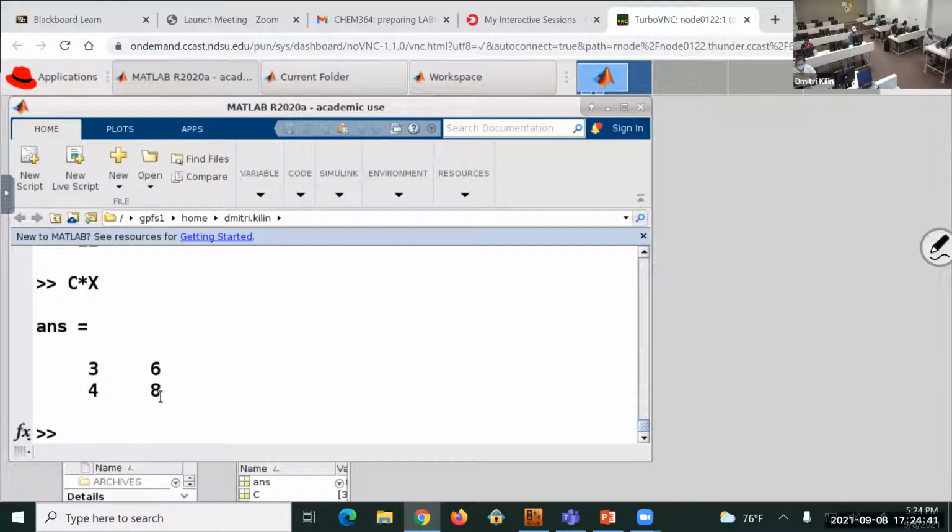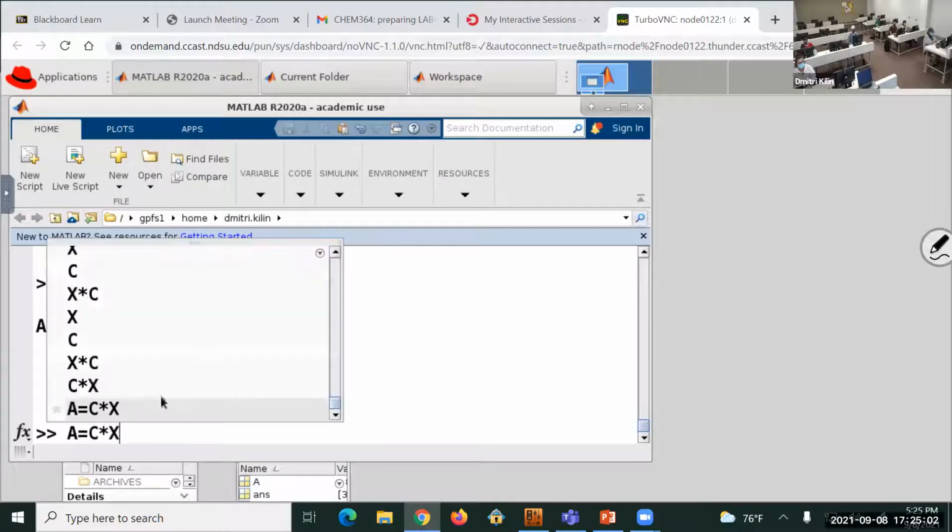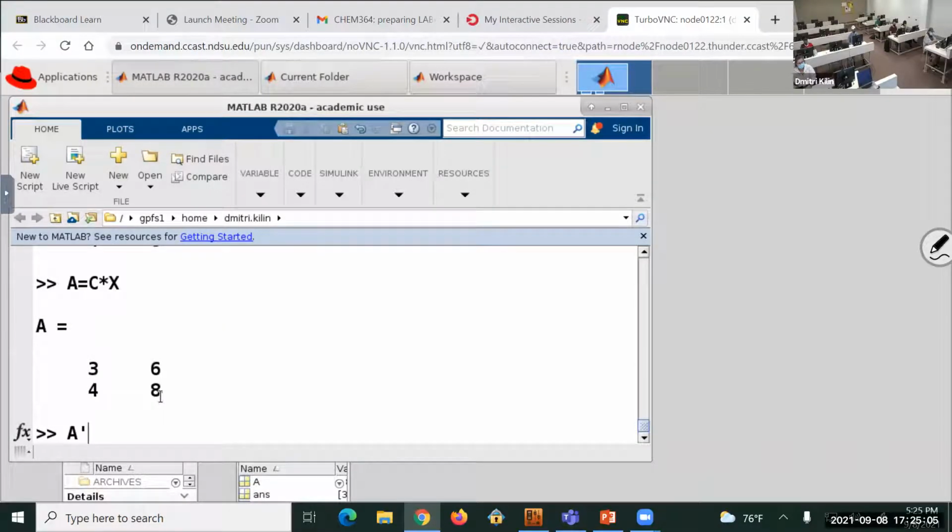Now, let me call this matrix A, so that I save effort. So we have a matrix, and what can I do to it? What if I try to place an apostrophe on the matrix? What would happen? It will just swap rows and columns, right? So right now it's 3, 6, 4, 8. If I transpose, I expect it to be 3, 4, 6, 8. Yes, it works.